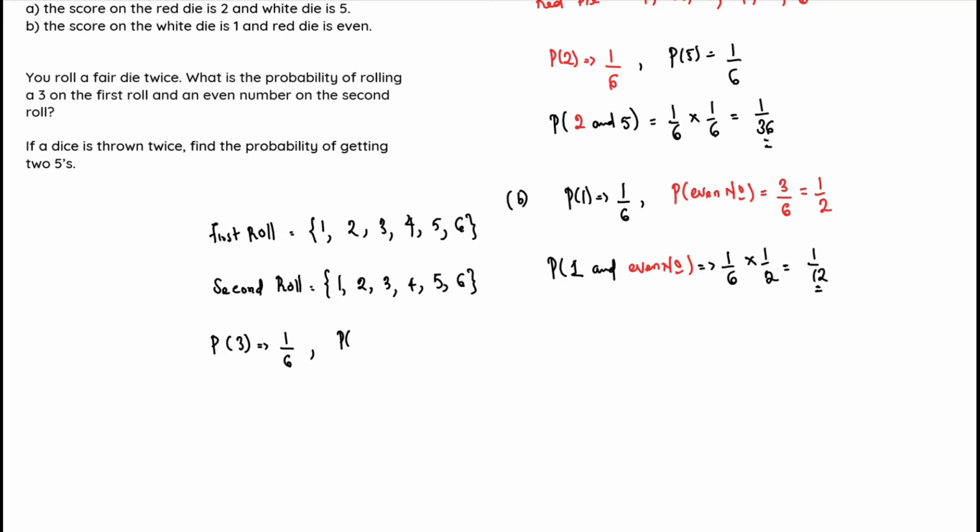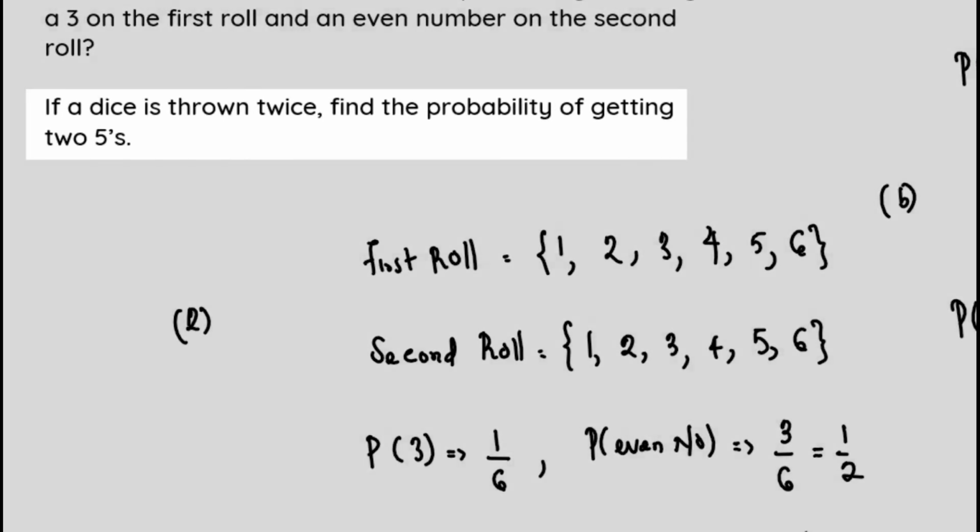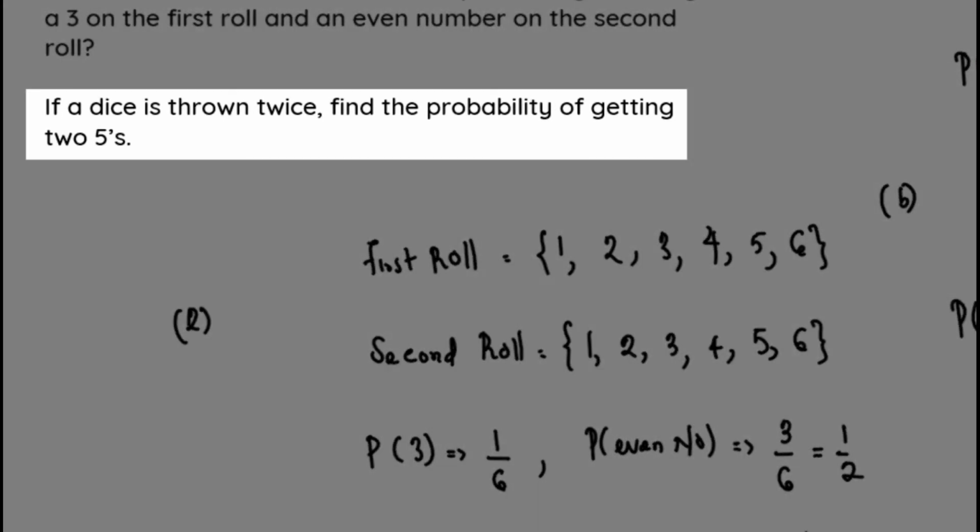And the probability of having an even number is equal to the number of even numbers divided by the sample space, which is 3 divided by 6, equal to 1 over 2. So the probability of having a 3 and an even number is equal to 1 over 6 times 1 over 2, and that gives us 1 divided by 12. We can call this question 2. The last question says that if a die is thrown twice, find the probability of getting two 5s.